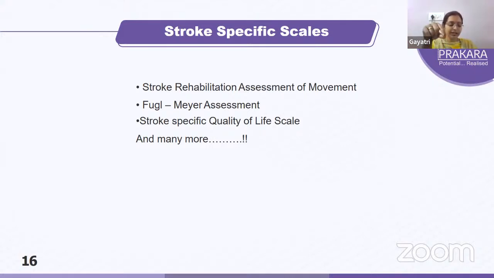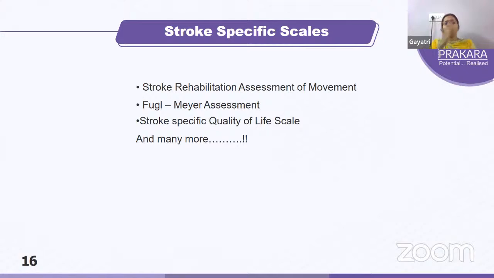But in the Fugl-Mayer assessment, you have motor function, sensory function, joint range of motion, balance, joint pain, mobility. These are the five domains that they work on. So we have motor function, sensory function, balance, joint range of motion, and joint pain. These are the 5 components under which you have 155 items that you have to ask the patient to execute, and then you will have a scoring.